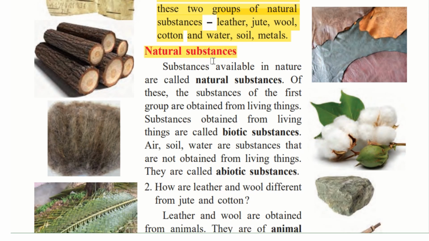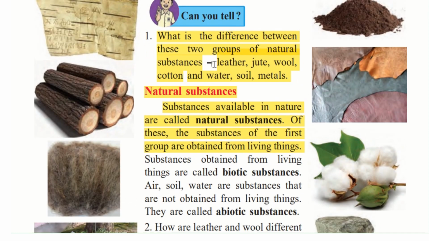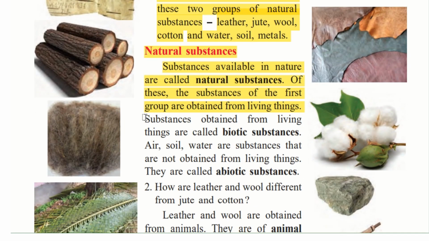Natural substances. Substances available in nature are called natural substances. Of these, the substances of the first group are obtained from living things. That is, we just saw that leather, jute, wool, and cotton we get from living things. Leather and wool we get from animals, whereas jute and cotton we get from plants. Substances obtained from living things are called biotic substances.